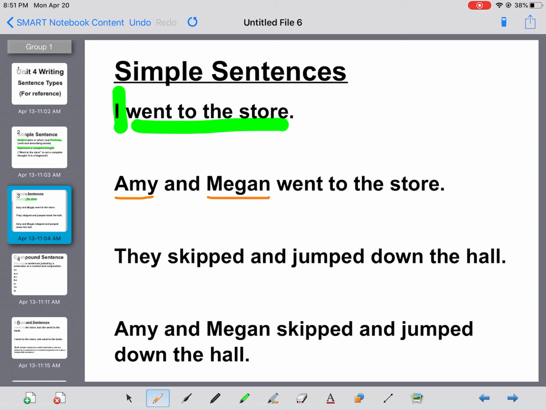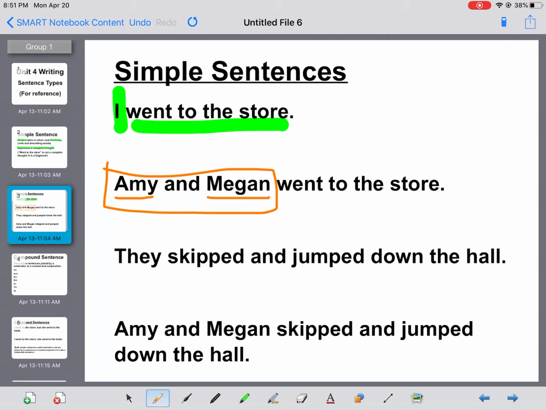All right, but simple sentences get a little bit more complicated because you can have what are called compound subjects. We've looked at these in grammar before. So it's when you have two people or more acting as one subject. So here we have Amy and Megan, two different people, but they're actually acting as one subject.